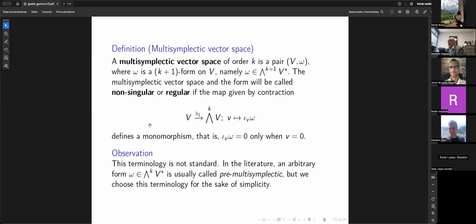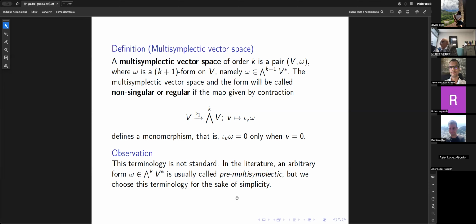And sometimes people say that when this is injective, we call the form multisymplectic, but we consider this a regularity condition, and it is not necessary to use this regularity condition for most of the things. So this is the case in classical field theories, but we don't need to put this condition. So Manolo, yes.